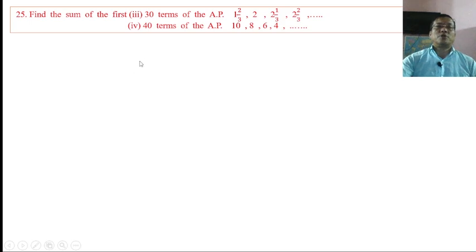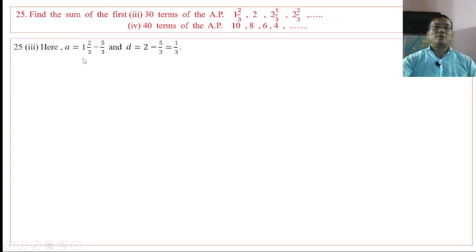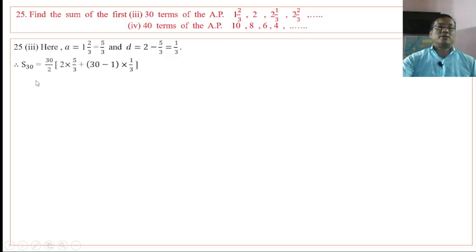For Roman number 3, 30 terms of the AP. Here the first term A is 1 whole 2 by 3, whose value is 5 by 3, and D is second term minus first term, which is 1 by 3. Using the Sn formula, we have S30 equal to 30 by 2 times twice A, which is 5 by 3, plus n minus 1, where n is the number of terms, 30, minus 1, common difference is 1 by 3. Solving this, we have 195.